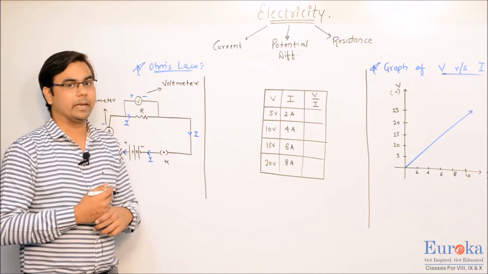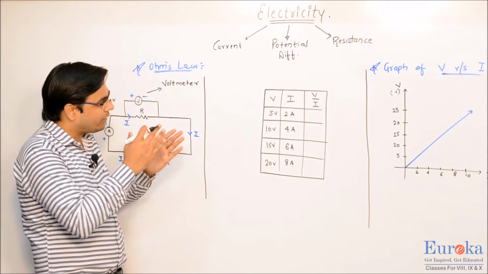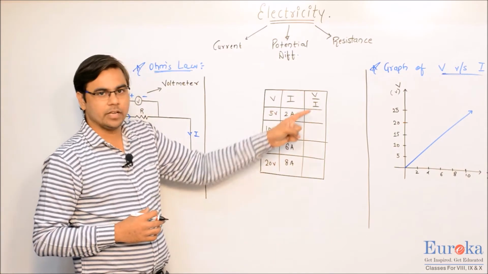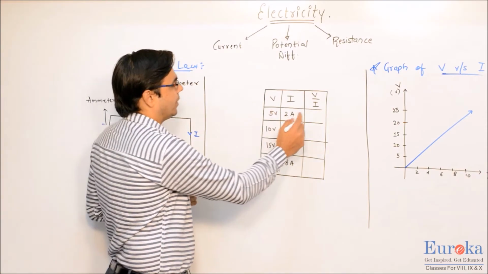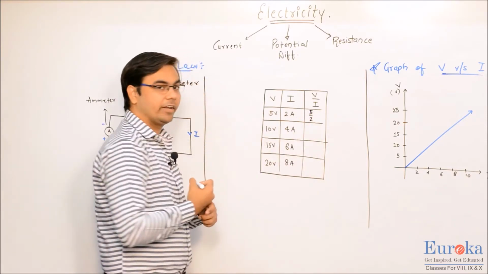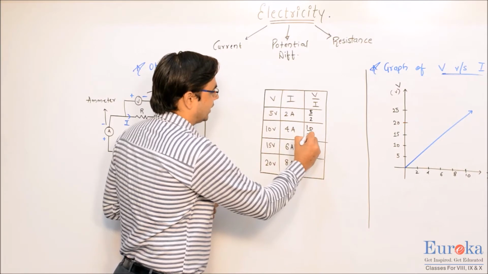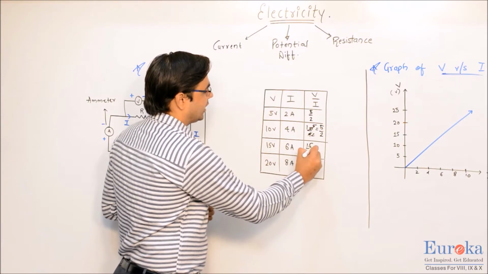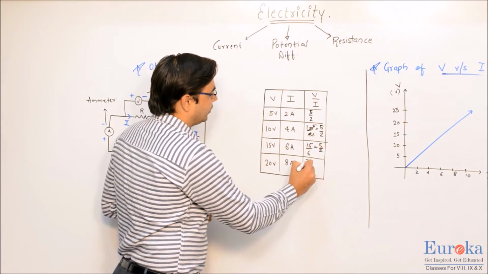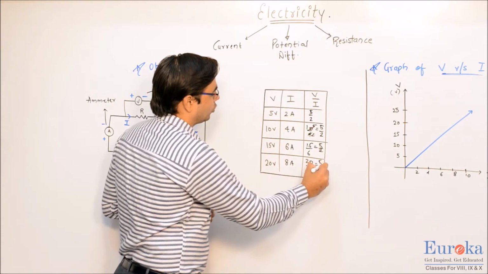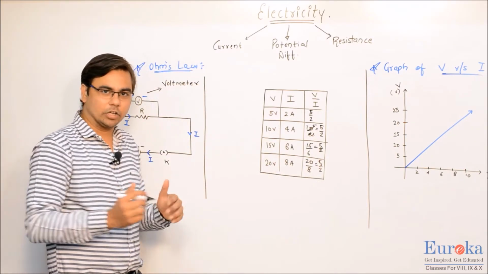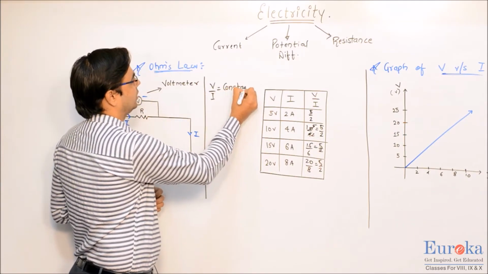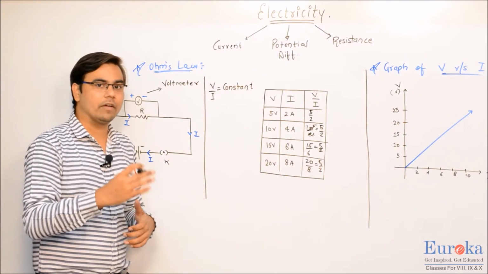For 20 volt it will be 8 ampere. Now, is there any observation that you can very easily make out from this? Well, I think I have given you the obvious hint, V upon I. If you divide all these things, let's say 5 divided by 2, the answer is 5 upon 2. When I go for 10 upon 4, 10 upon 4 is nothing but 5 upon 2 again. If I go for 15 upon 6, even that gives me 5 upon 2. And if I take 20 upon 8, the answer is 5 upon 2 as well. So from this we can very easily conclude that V upon I is coming out to be a constant. In this case, the constant is 5 upon 2.